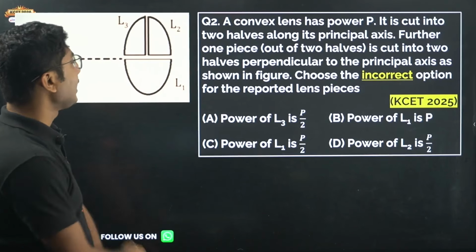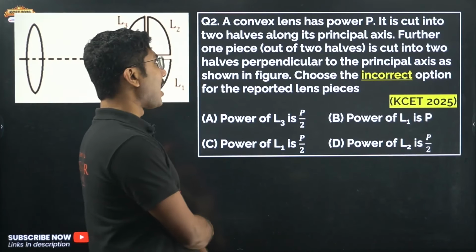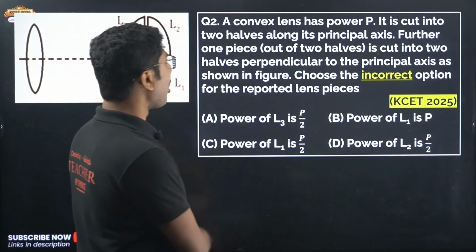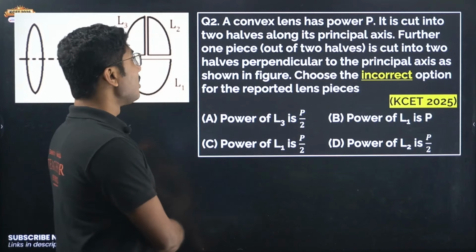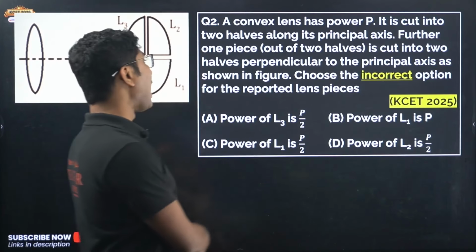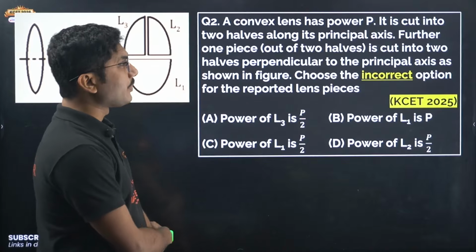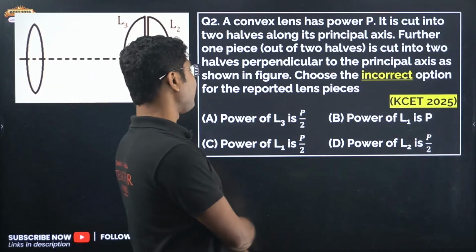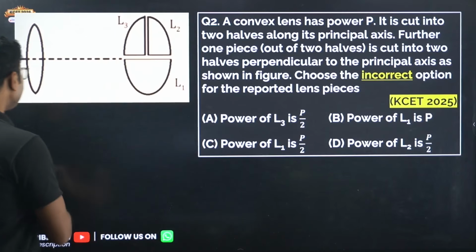Now the next question. A convex lens has power capital P. It is cut into 2 halves along the principal axis. Further, one piece out of the 2 halves is cut into 2 halves perpendicular to the principal axis, as shown in the figure. Choose the incorrect option for the resulting lens pieces.